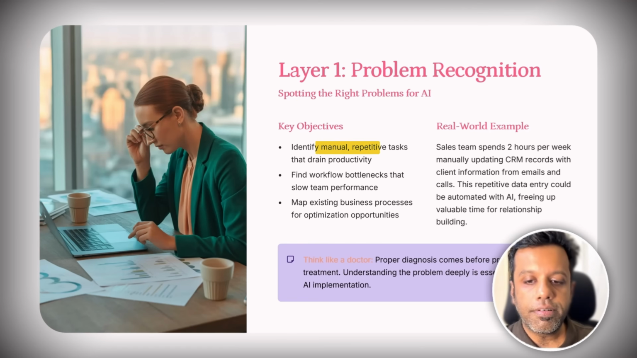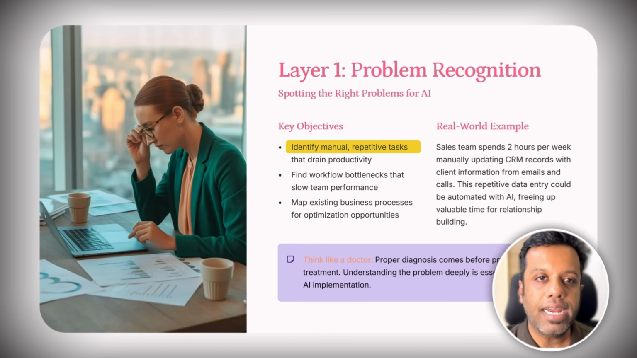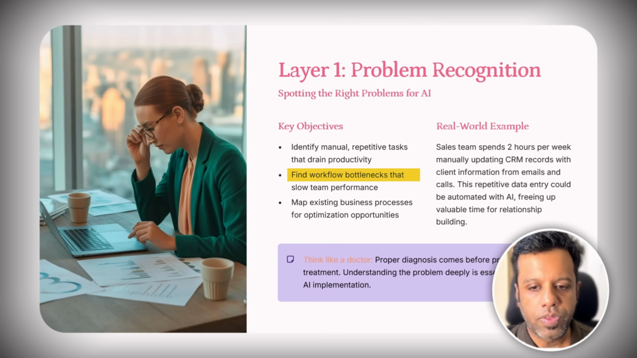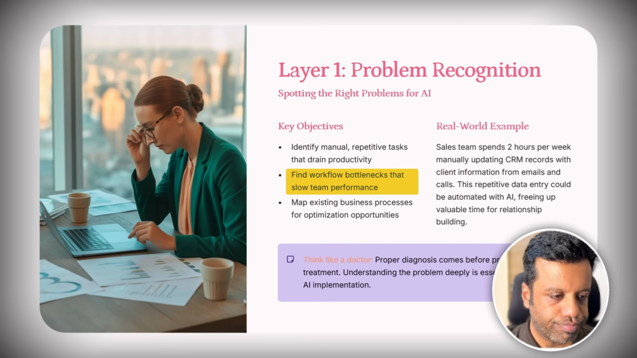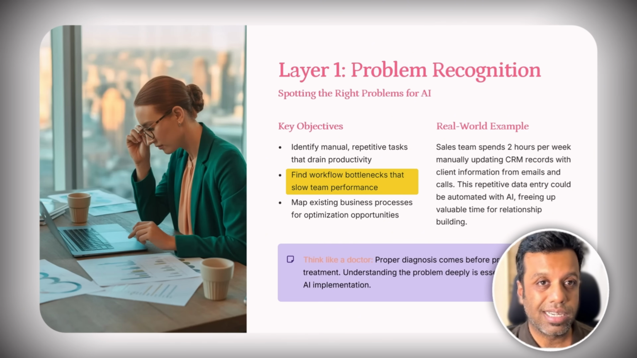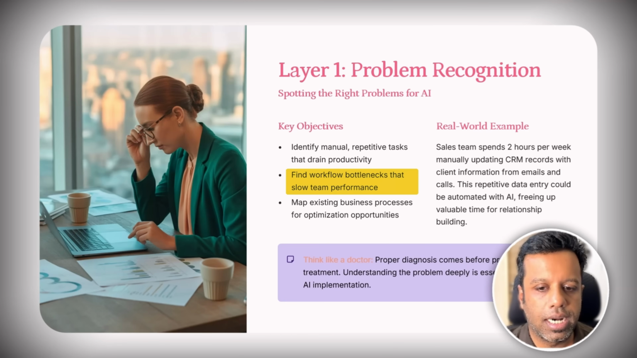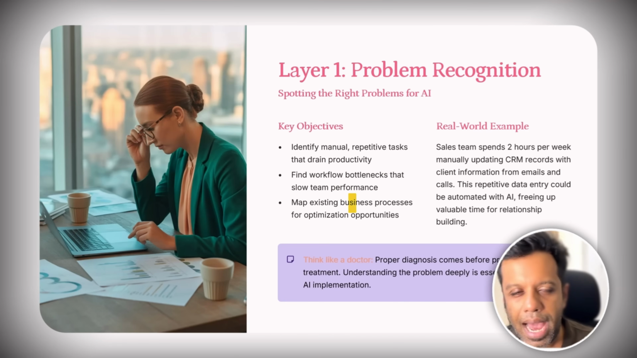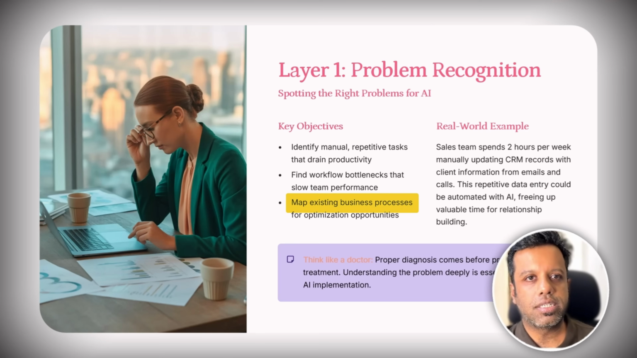So, identify the manual repetitive task, then find the workflow bottleneck that slows things down. Let's take the same example: the sales person is doing the repetitive task. Why is he doing it, and what is the bottleneck in the process? You should also map the existing process and flow for optimization opportunities. As I said, you need to properly diagnose the problem.